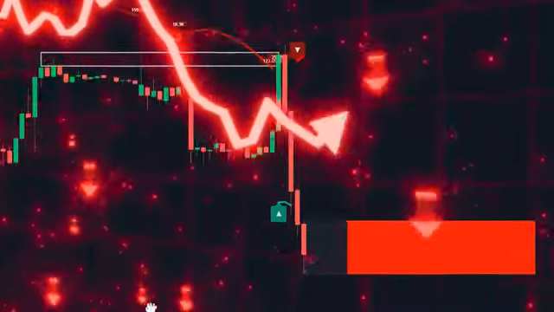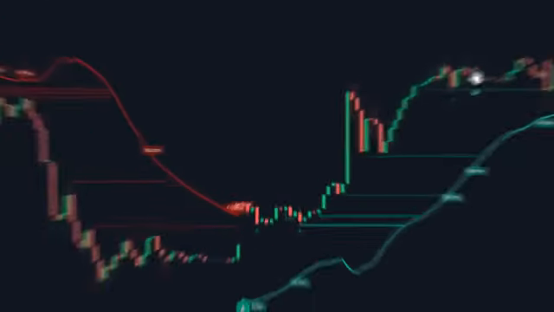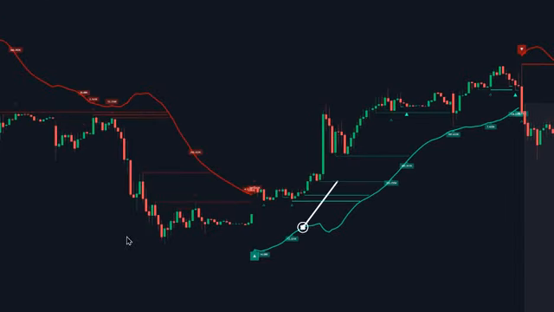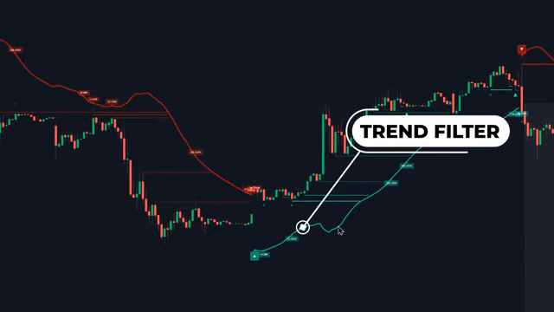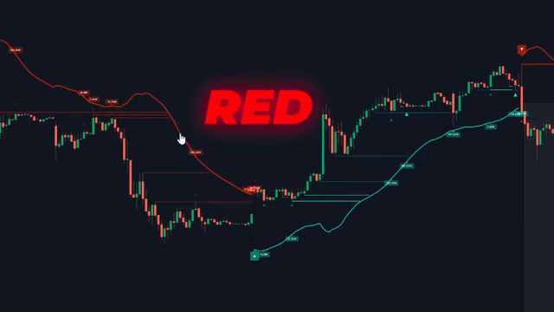Now, to better understand how this indicator works, let's take a look at its visual components. The first major component is the trend filter, which visually distinguishes bullish and bearish trends. When it's green, the market is in a bullish phase. When it's red, the market is in a bearish phase.